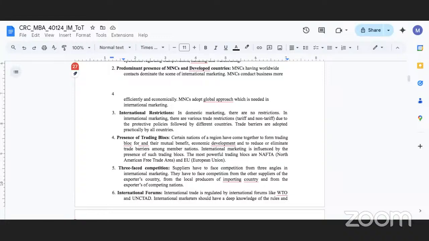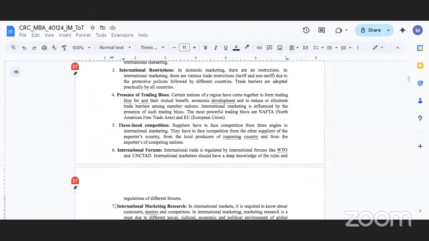The other aspect that we need to understand is international restrictions. In domestic marketing, there are no restrictions, except maybe in terms of the type of good, for example medicines. We cannot buy psychiatric medicines over the counter, it has to have a doctor's prescription. So there are aspects like that, but otherwise we are talking about not having any restrictions. I can sell in any part of India, and rightly so.